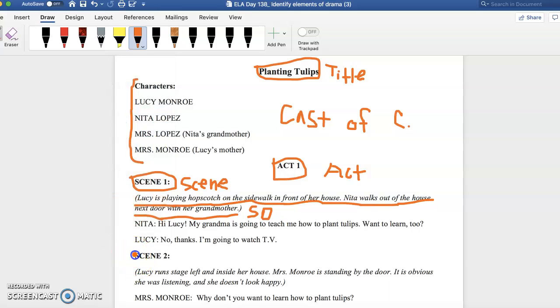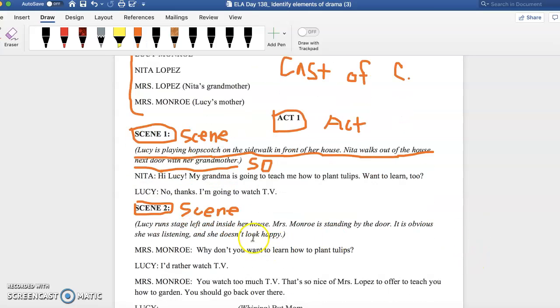Now we're on to scene 2. Notice how the setting is changing and now there are new characters being presented. Remember, each scene has a change in setting and characters. So now it seems like Lucy is back at home and her mother is there. Let's read the stage directions. Lucy runs stage left. Let's keep labeling throughout.